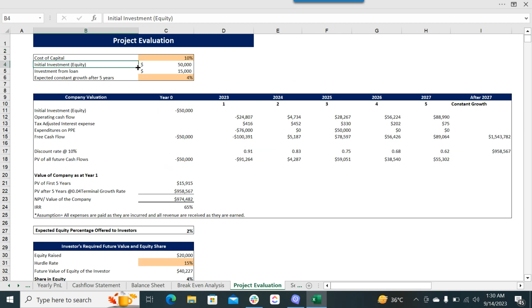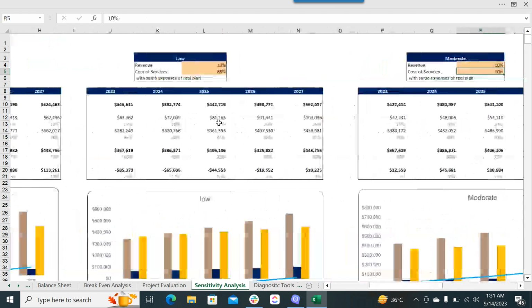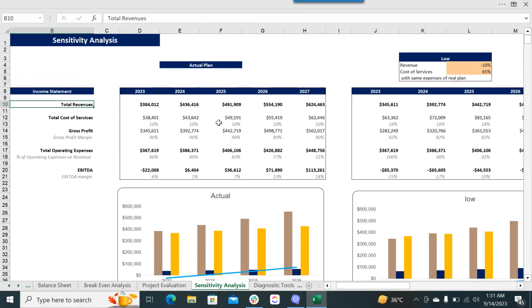Then we have the project valuation, which will tell you about the worth of the company. It will calculate the NPV of the company as well as IRR, so you can know how much equity you can offer to an investor, which will be a more reliable measure. Then we have the sensitivity analysis, in which we have assumed that if revenue is decreasing by some percentage and cost of services is increasing, or revenue is increasing by some percentage, what will be the impact on other things, like total revenue, total cost of service, gross profit, total operating expenses, and EBITDA. We have also shown this in the graph, so you can get the idea.